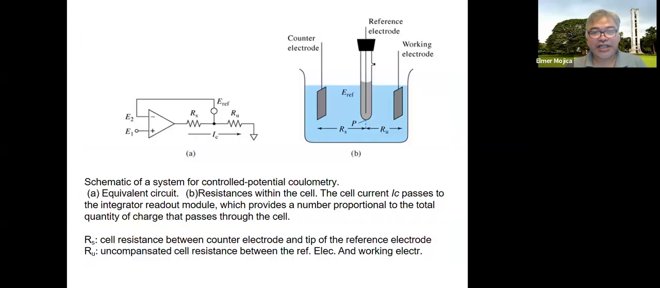Now, if we're going to look at the schematic of the system for controlled potential coulometry, this is, we could say, the equivalent circuit.